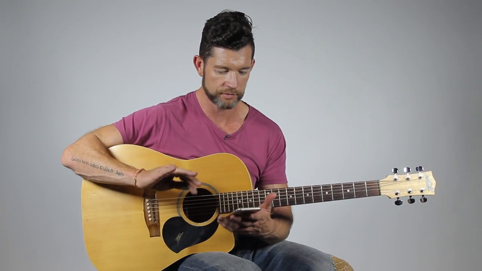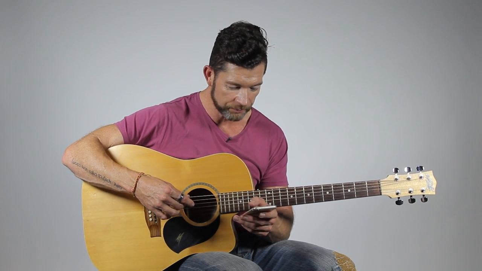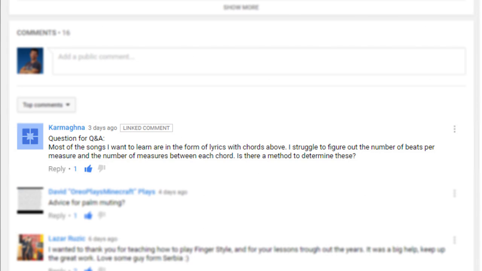It's from, hopefully I get this name right, Carmagna. Hopefully that's right. Please, I'm really ignorant and I don't really know, and plus I'm a guitarist, so I've already got issues. So the question is: most of the songs I want to learn are in the form of lyrics with chords above. I struggle to figure out the number of beats per measure and the number of measures between each chord. Is there a method to determine these?